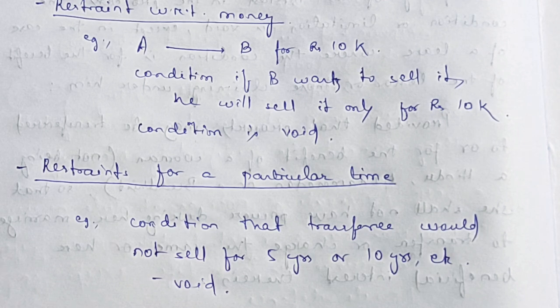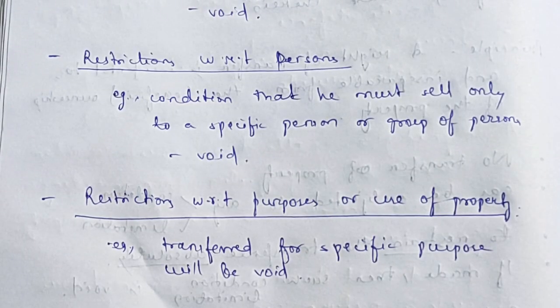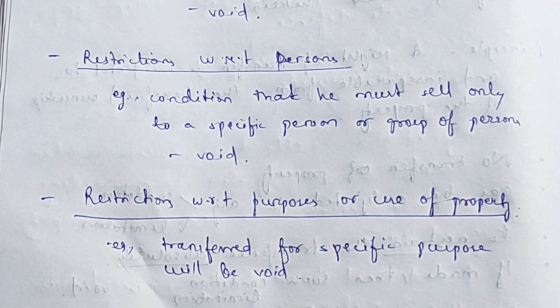Now let's see restraints for a particular time. Suppose the condition in the transfer is that the transferee would not sell the property for 5 years or 10 years, etc. Then that condition will be void. Now the third type of restraint is restriction with respect to persons, where the condition directs the transferee that when he wants to sell the property he must sell only to a specific person named by the transferor or to a group of persons. Then such a condition will be void.